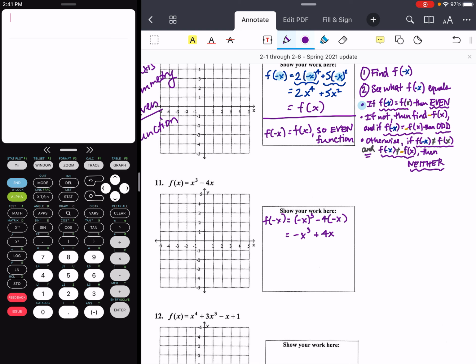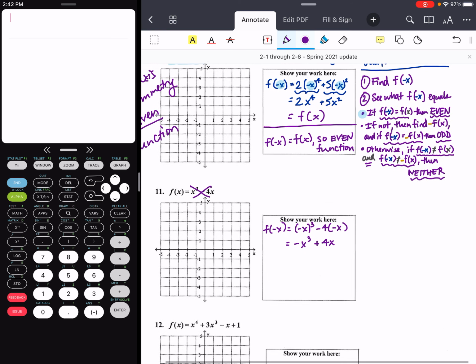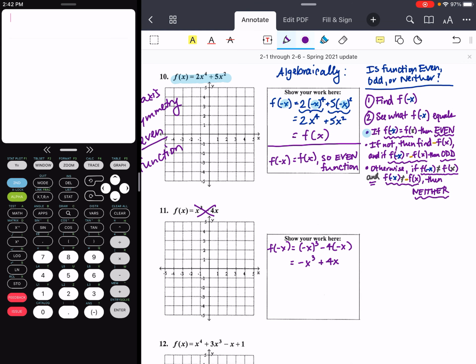Okay. Now I just got negative x cubed plus 4x. F of x equals positive x cubed minus 4x, so I definitely don't have a match, right? Before, when I found f of negative x for number 10, it was the exact same thing as what I started with. That was my f of x function, and I was done. I definitely don't have f of x, right? So my function is not even. And you don't have to write this out on the test, but I just want to spell that out. So now I know I don't have an even function.